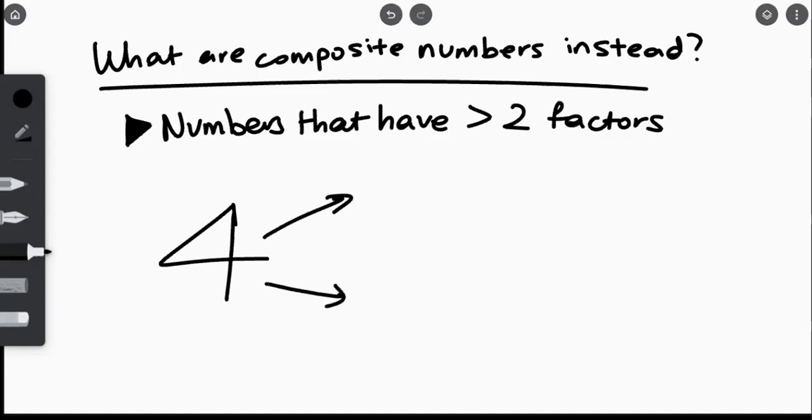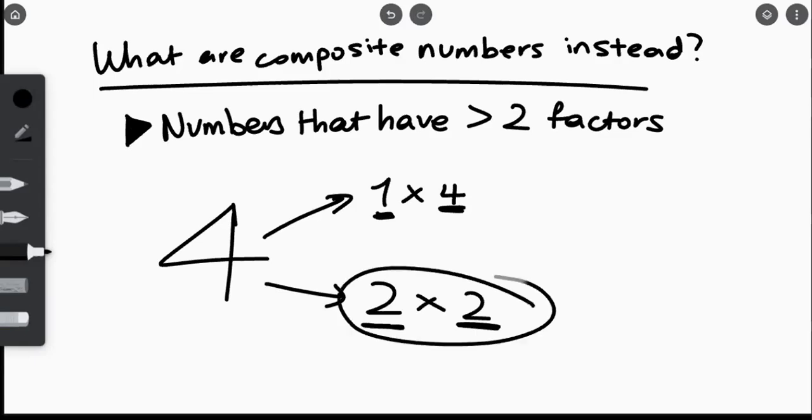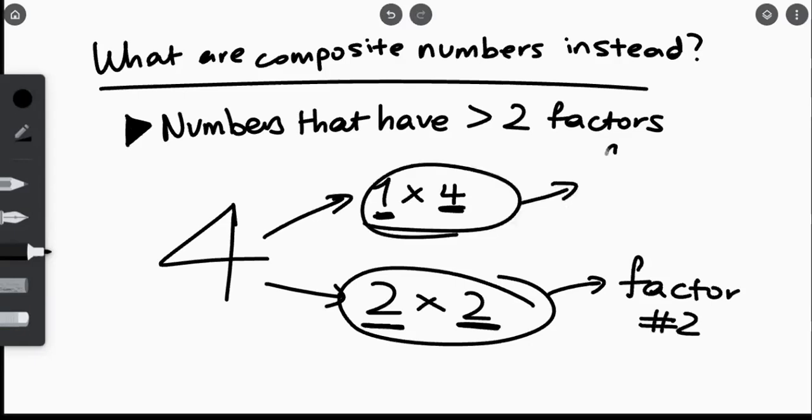What are the 2 factors? Factor 1 is 1 times 4, here and here, right? Next is 2 times 2. So even if the two numbers are the same, this is factor number 2. This thing here is factor number 1.